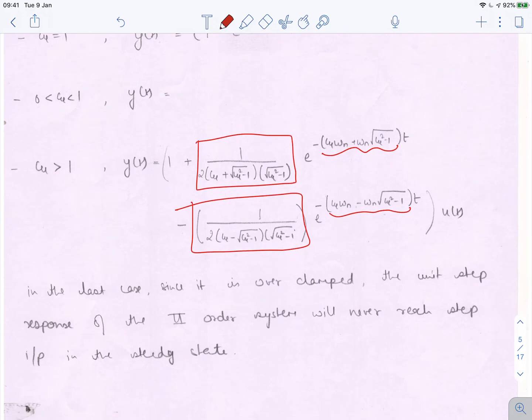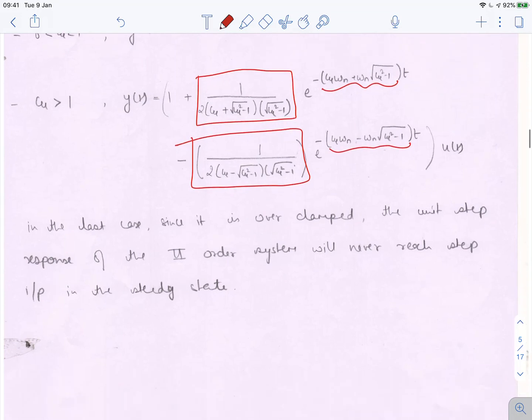So in the last case, since it is overdamped because xi is greater than 1, the unit step response of the second order system will never reach the step input in the steady state. Okay, we will see how.